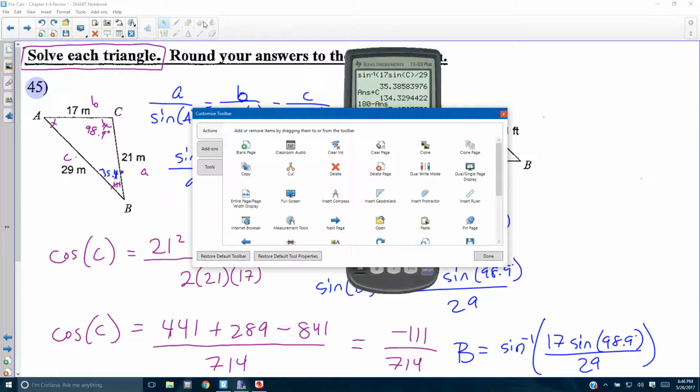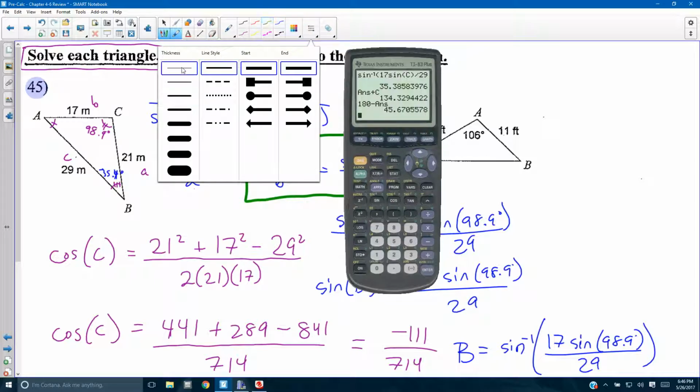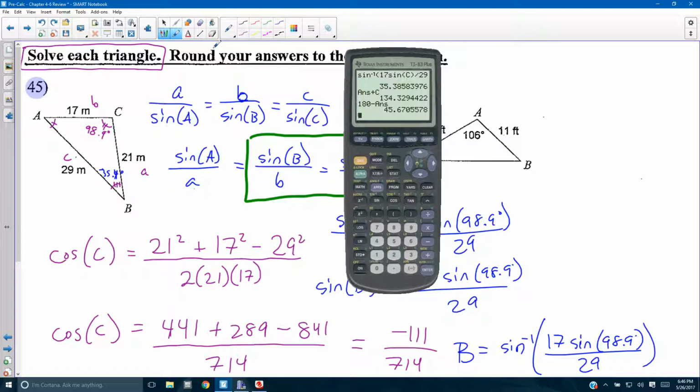So that's, whoopsie, hit the wrong button. So A, let's see, let's use green. A is 180 minus the sum of 98.9 and 35.4, which is about 45.7 degrees right there. So I have all three right there. I solved all parts in that triangle. And all those do add up to 180, by the way, as well. So we're good. We got them.